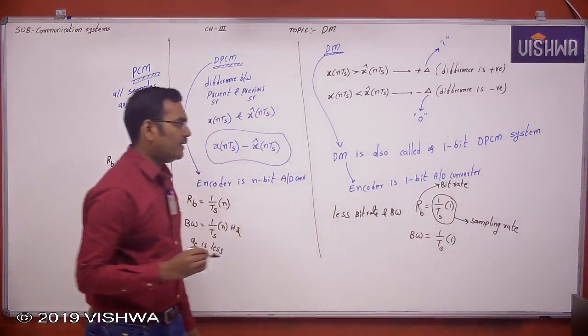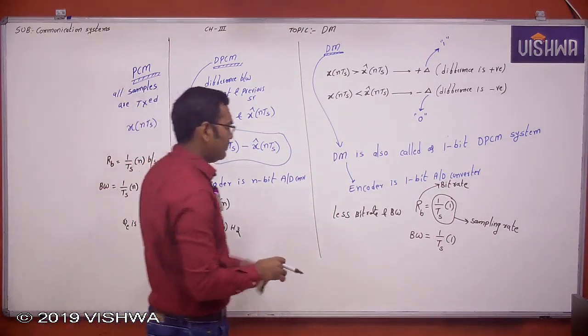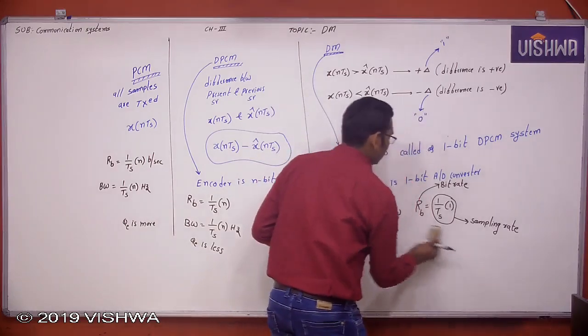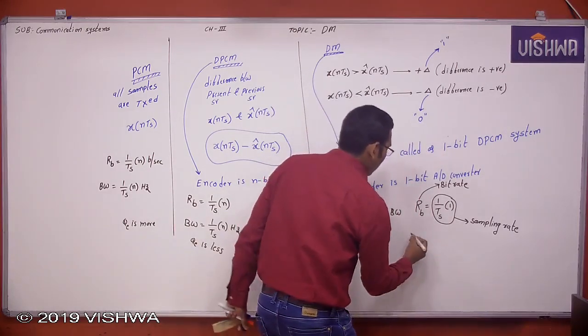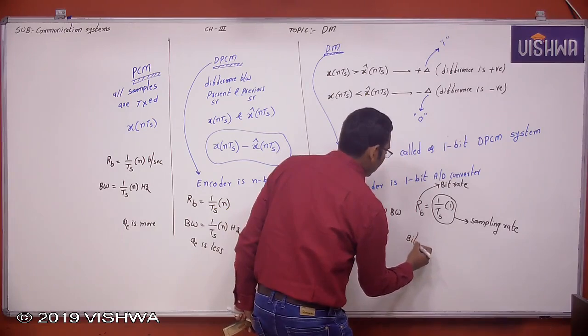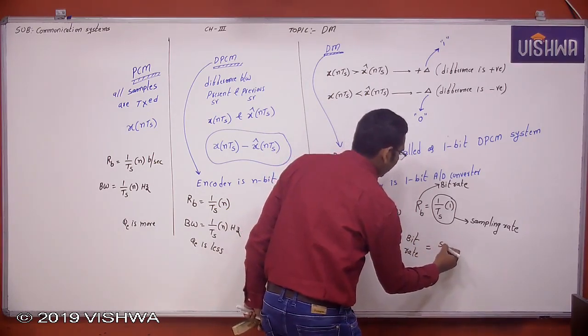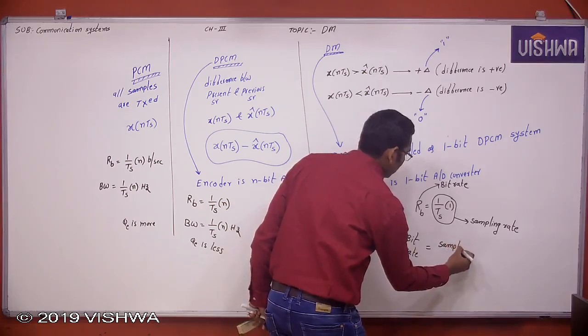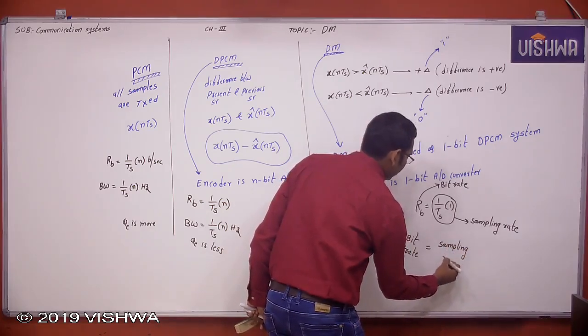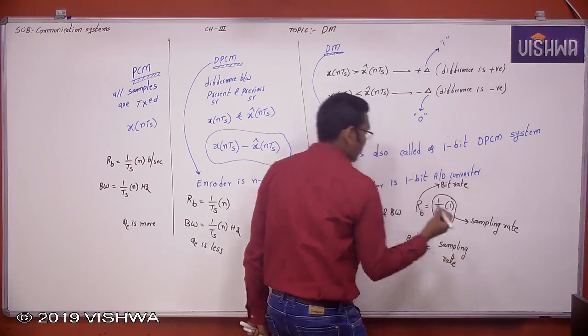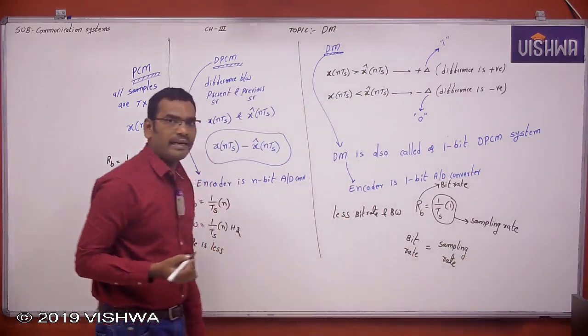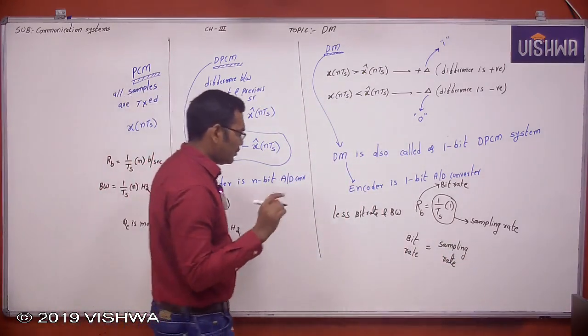Now that is bitrate and this is sampling rate. Now in delta modulation, the bitrate is nothing but the sampling rate. So in delta modulation, bitrate and sampling rate both are the same, that is one point.